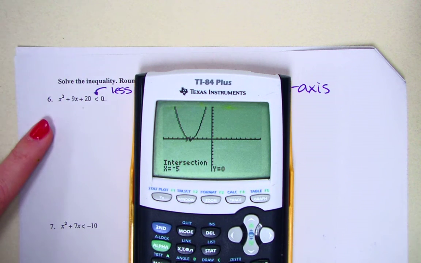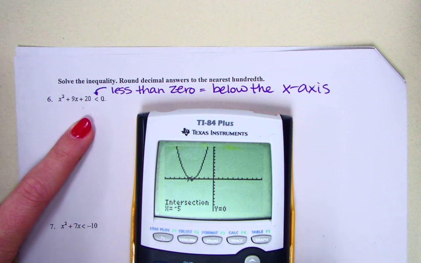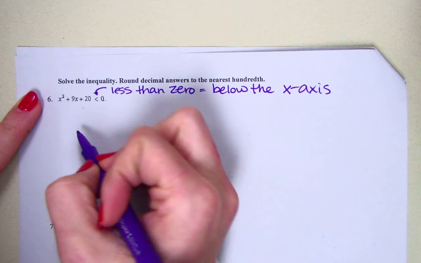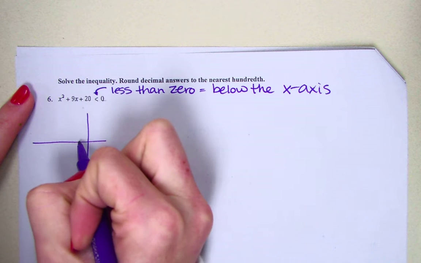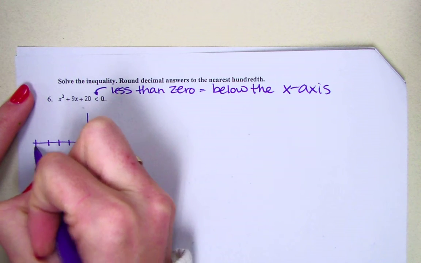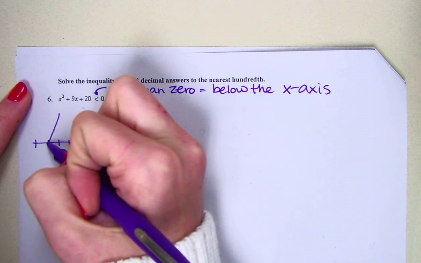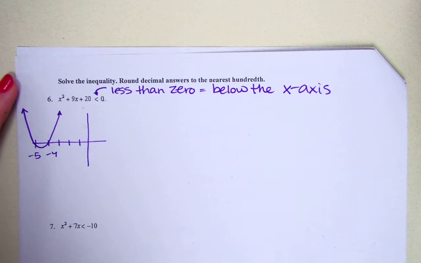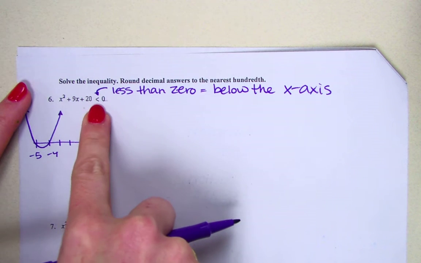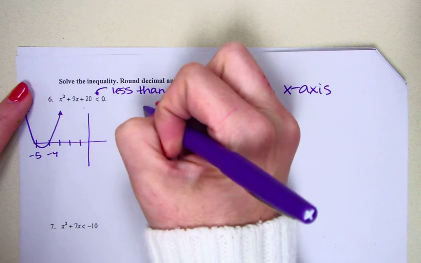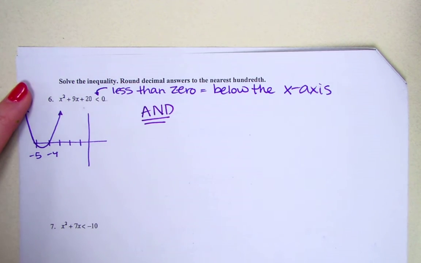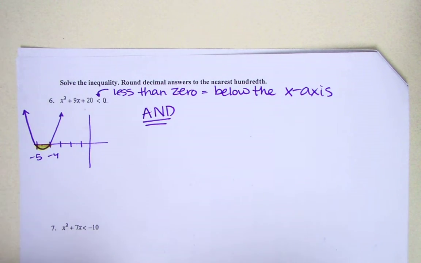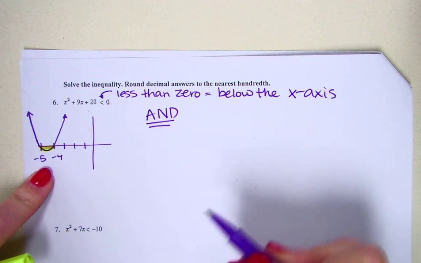They want to know where it is below the x-axis. It's only barely below there, between negative 4 and negative 5. So I'm going to draw a sketch so it's a little easier to see. Negative 1, negative 2, negative 3, negative 4, negative 5. It should look something like this. It's not perfect, but it's a little easier to see if I draw myself a picture. Less than, we learned in class, is going to be an and problem, because it's between two numbers. And they want, where is it below the x-axis? That'll be right here.